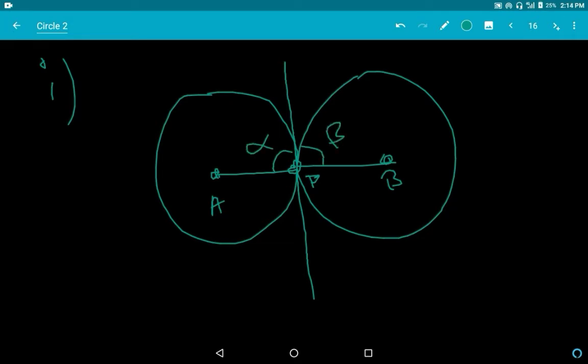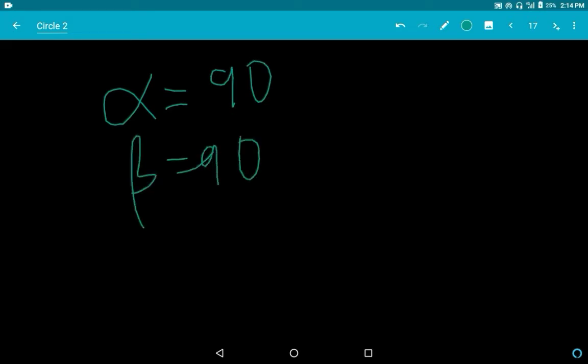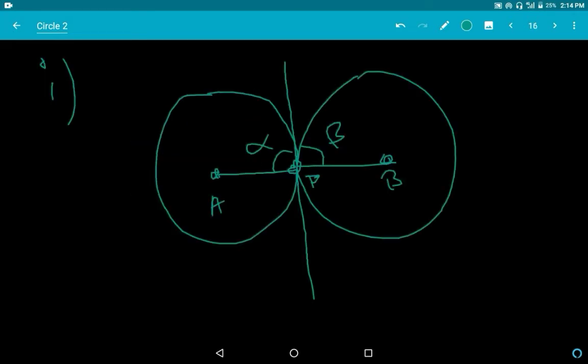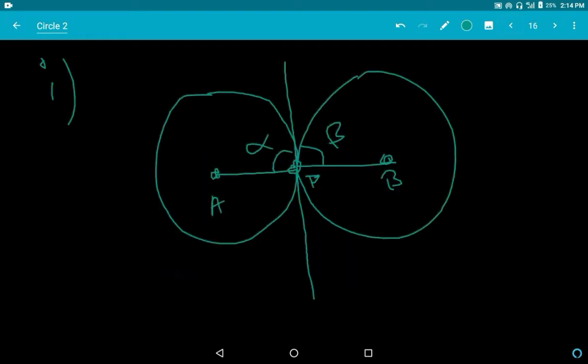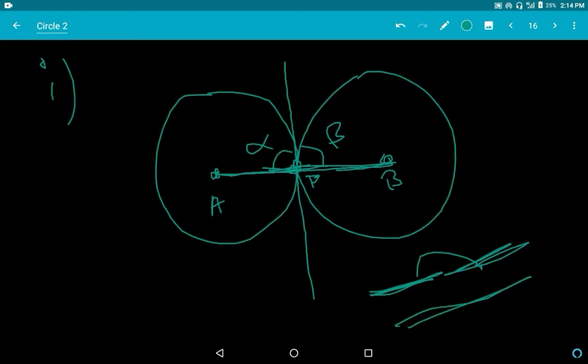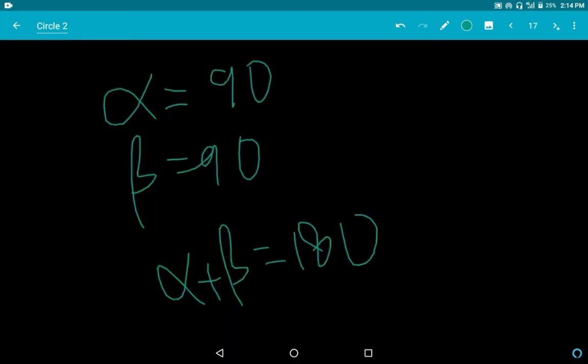Now what did we learn earlier? That the radius is always perpendicular to the tangent. So alpha will be 90. In the same way beta will be 90. You'll see, this is the tangent, this is the radius, this is the tangent, this is the radius. So what is alpha plus beta? 180. So this is nothing but a straight line. Because if this part and this part add up to 180, this is the same line. Understand? Now let's do case 2.